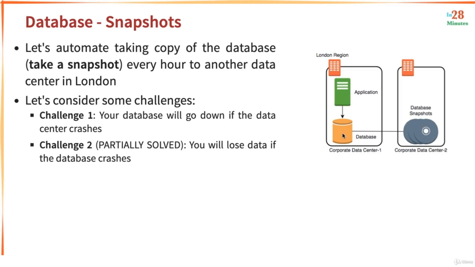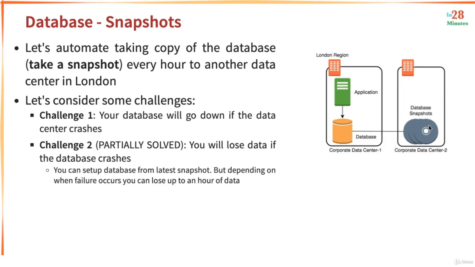How is it partially solved? Because if the database crashes, you still have database snapshots. You can use the snapshots and set up the database from there. However, one thing which is important to consider is that you might lose up to an hour of data. So I'm taking a snapshot every hour. So if the failure happens, let's say 30 minutes after the snapshot is taken, then all the data for that 30 minutes is lost. And that's the reason why challenge 2 is partially solved. So we'll not lose the complete data in the database, but we will lose half an hour of data.